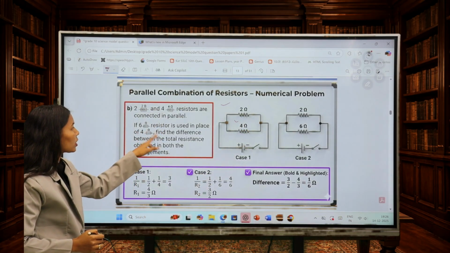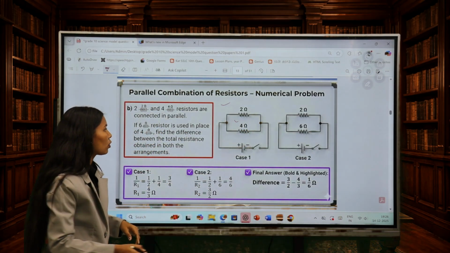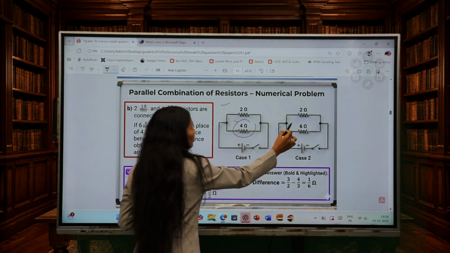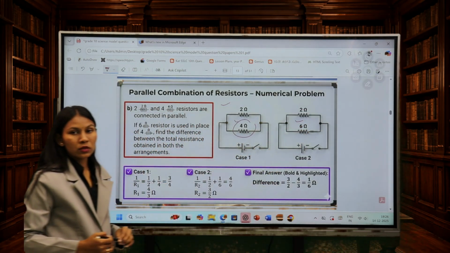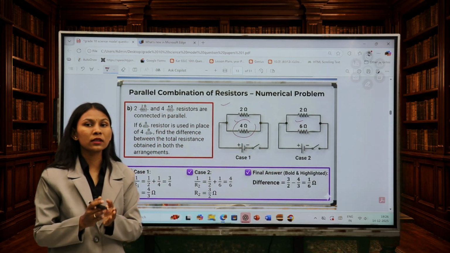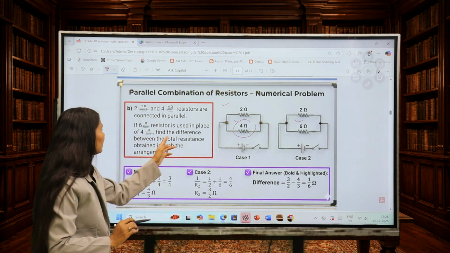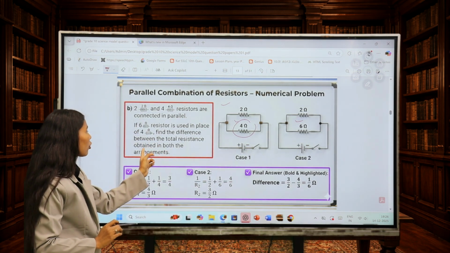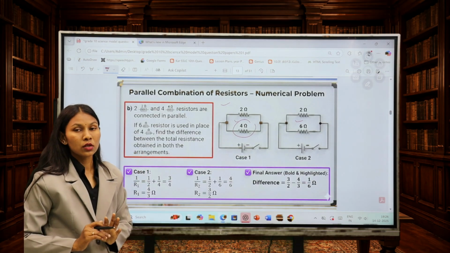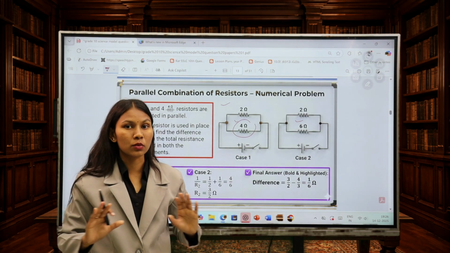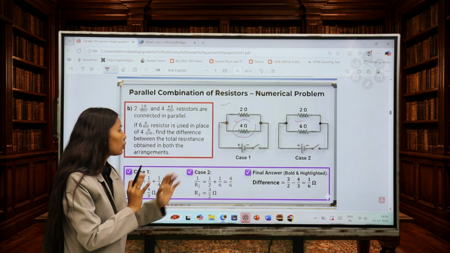If a 6 ohm resistor is used in the place of the 4 ohm, so here in this place we are using 6 ohm. So what they are telling you is to find the difference between the two circuits. Find the difference between the total resistance obtained in both arrangements. So what is the difference between the two arrangements?